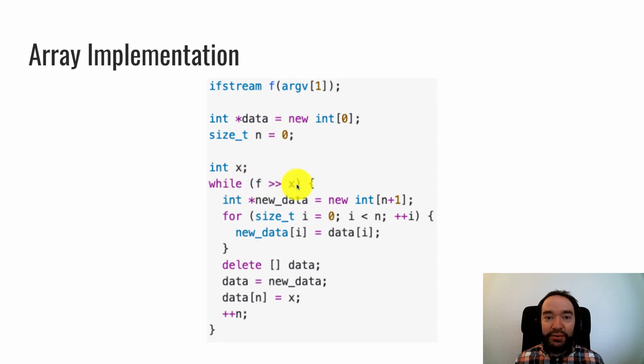While I can read one int into x out of the file, then we store that int in the array. And we have an issue here that the array is full going into this loop iteration, so I need to allocate a new array that's one element bigger to hold x. I do that here. New data is a new int of length n plus 1, so that makes an array that's big enough to hold x. I need to copy everything over out of the old array into the new one. That's what this for loop does. We want to make sure to free the old array so we don't have a memory leak. And then now data equals new data.